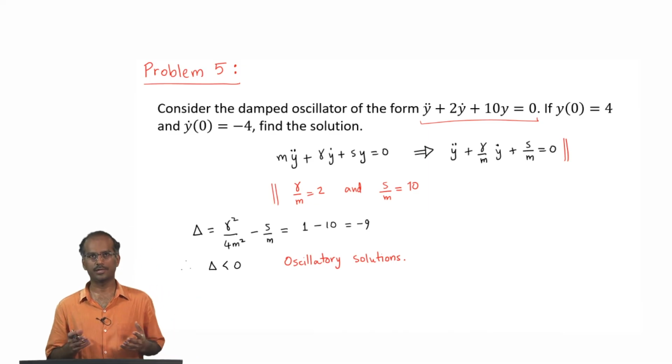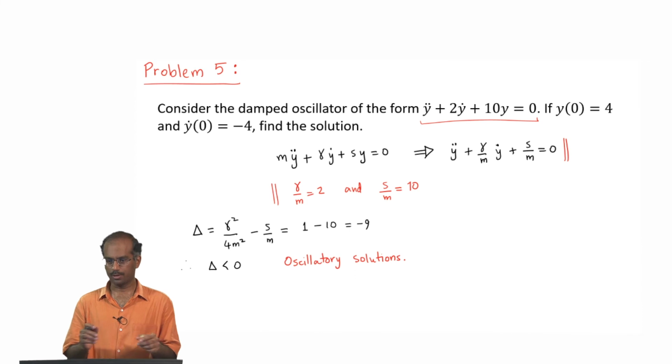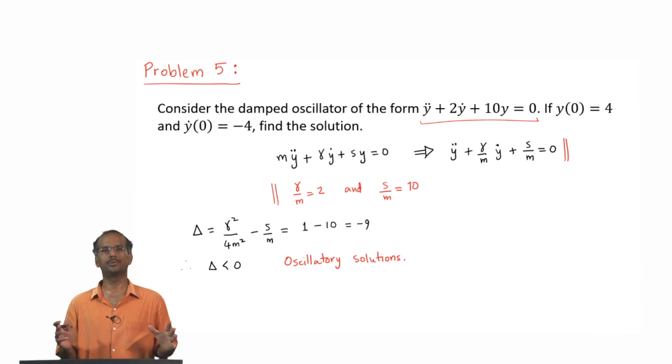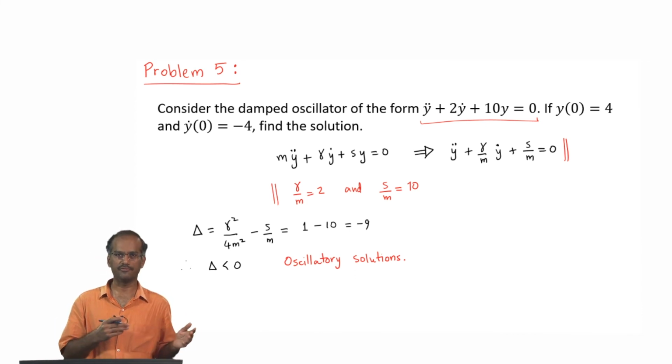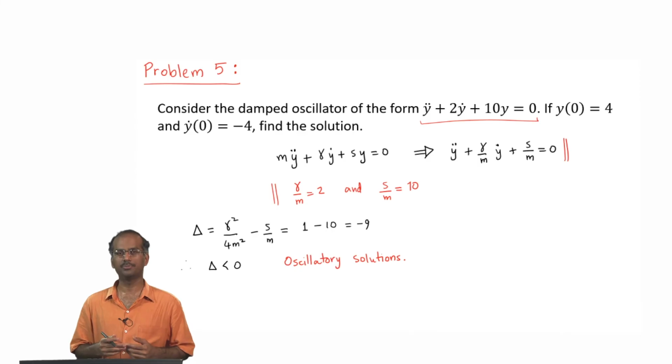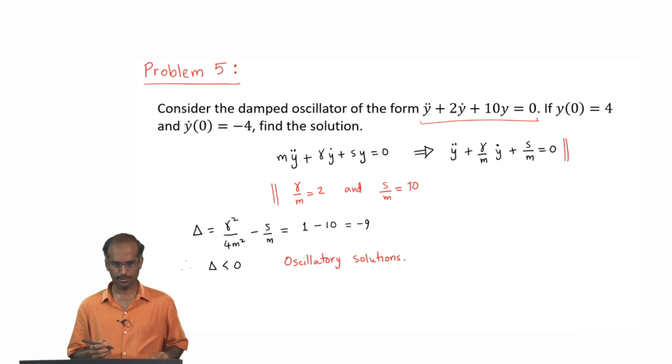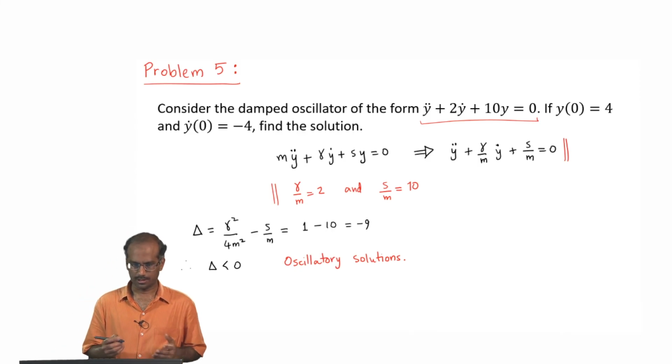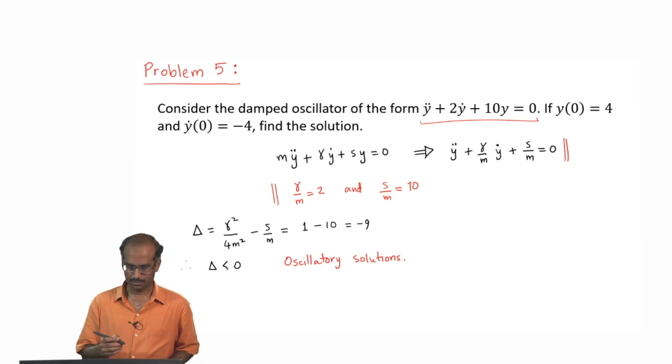So, it would be an oscillating solution which will be damped. So, purely from the parameters of the problem, you could determine whether you are in the regime of heavy damping, critical damping or damped oscillations. So, here we are in the regime of damped oscillations. The next step is to write the solutions.